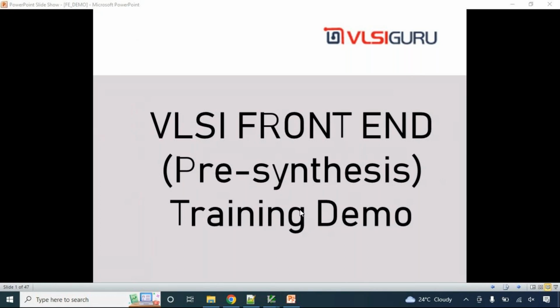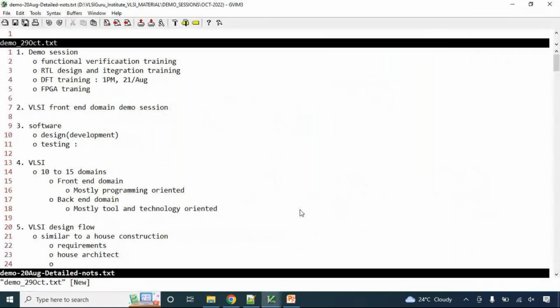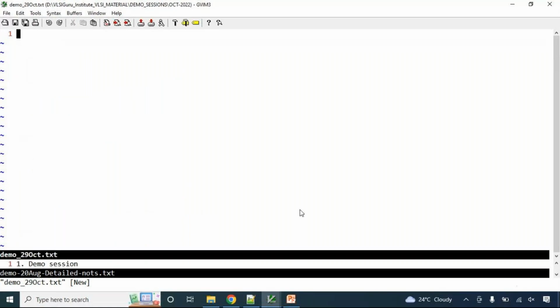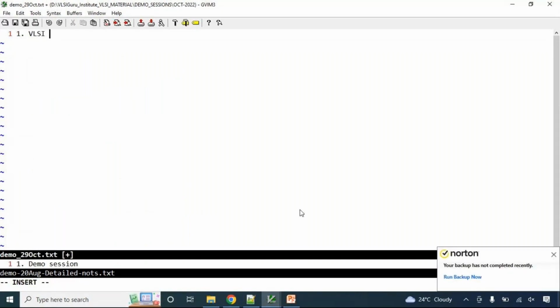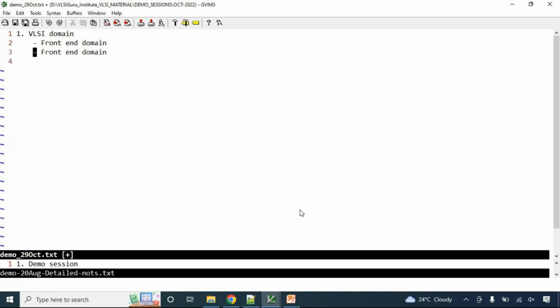As you know, the VLSI domain is divided into multiple aspects. Majorly, you can divide VLSI into two aspects: front-end domain and back-end domain.